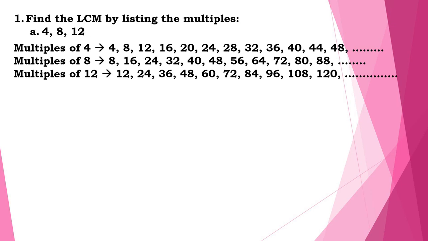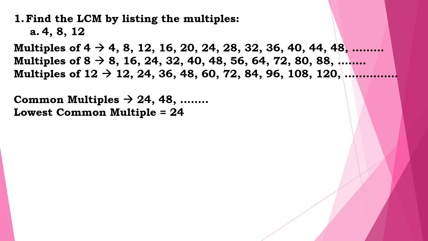Multiples of 12 are 12, 24, 36, 48, 60, 72, 84, 96, 108, 120. So here we can see that the common multiples are 24, 48, and so on. So the lowest common multiple will be 24.